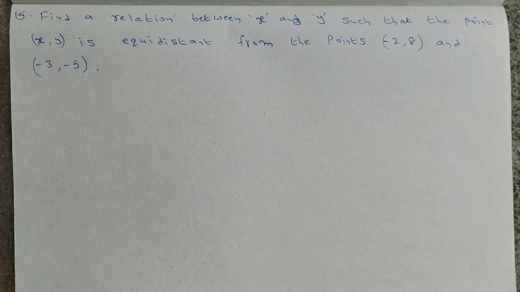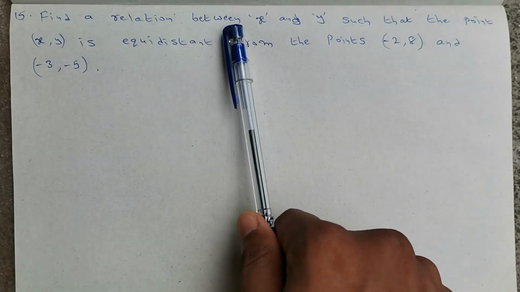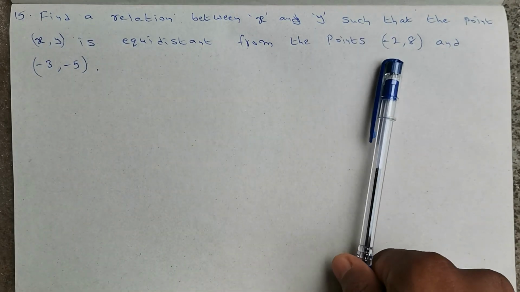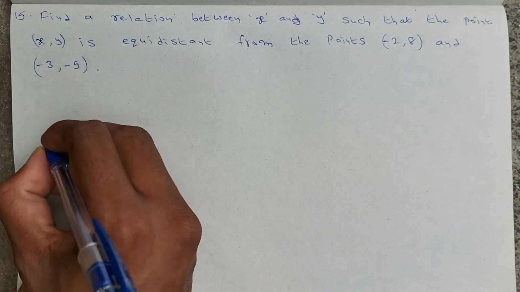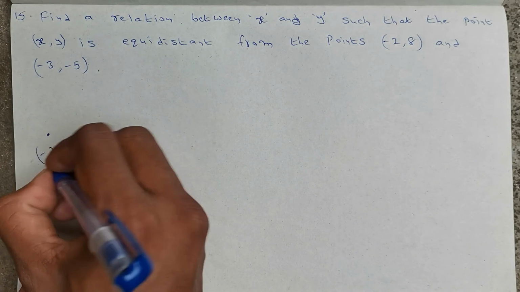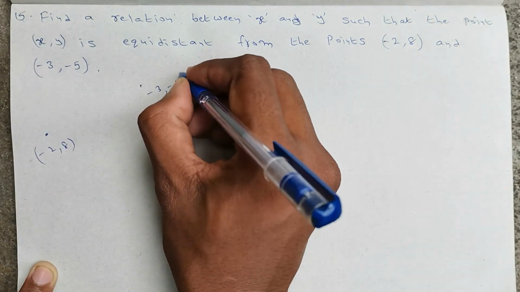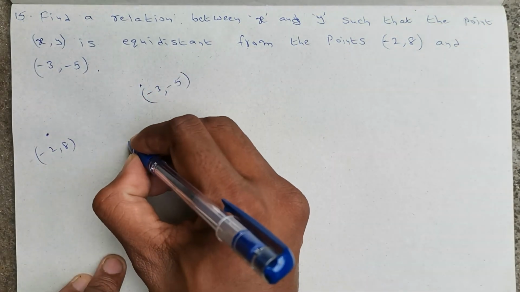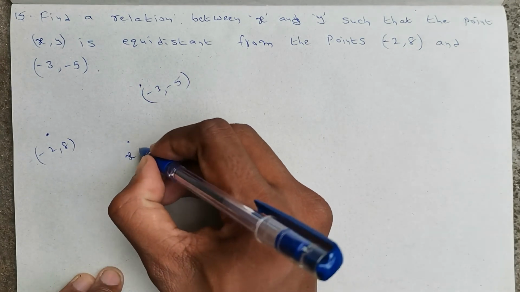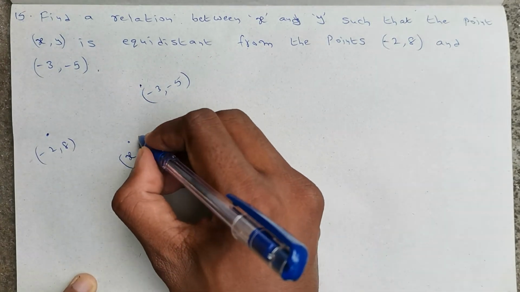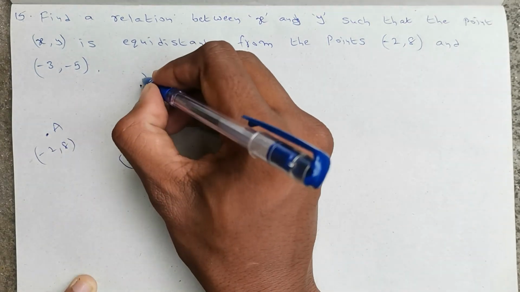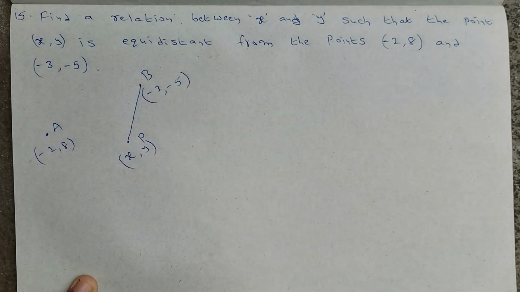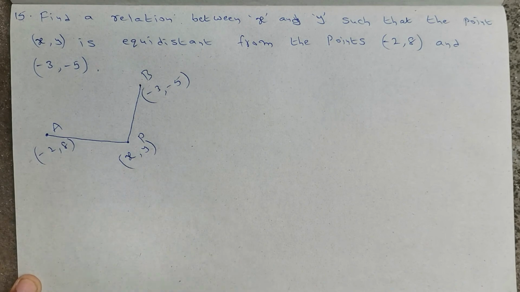Okay, let us discuss the last question in this exercise. Find a relation between x and y such that the point (x, y) is equidistant from the points (-2, 8) and (-3, -5). Two points are there: one point is (-2, 8) and one more point is (-3, -5). And for these 2 points, one more point is there, and that point he mentioned as (x, y). So this point I am taking as P, this as A and this as B. And he clearly said that it is equidistant. So it means this PB distance is exactly equal to this PA distance.